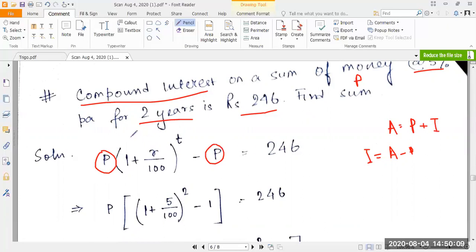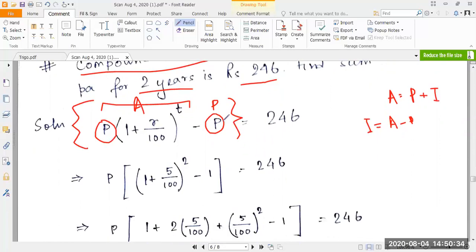And they have given me that this part of the expression stands for amount minus principal. As I know, amount minus principal is interest. So this entire bracketed portion will give me the compound interest that I want. And they have said that the compound interest is 246. So I've equated the compound interest with 246. That is, amount minus principal equals 246. In the next step, I take P common, and then I get in brackets 1 plus 5 by 100 raised to the power 2 minus 1 equals 246.